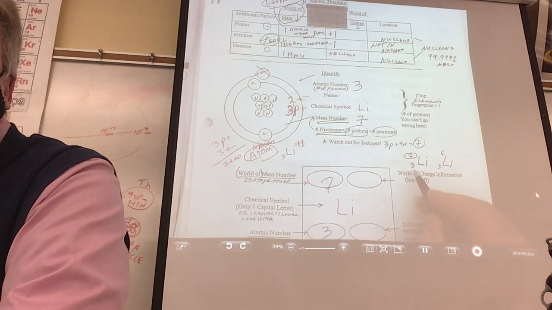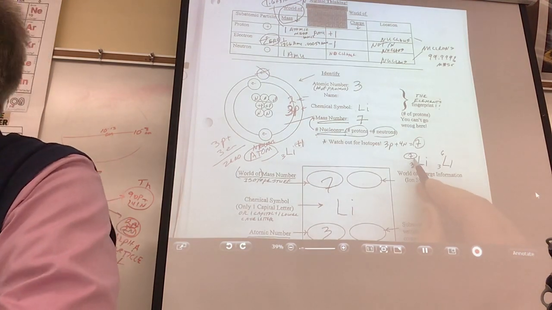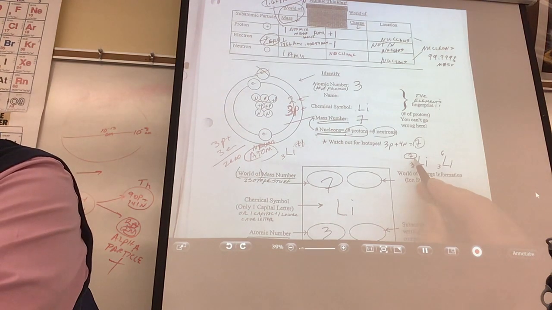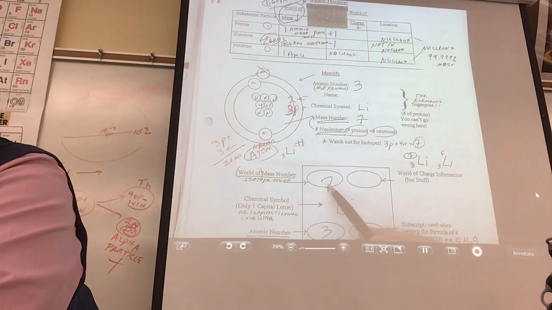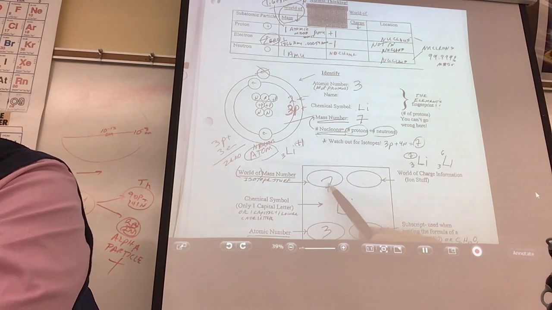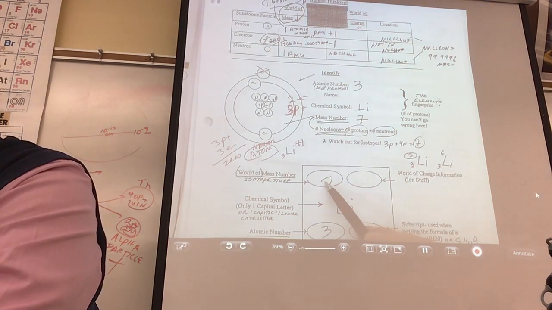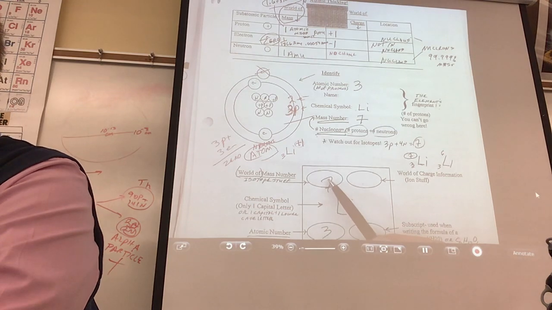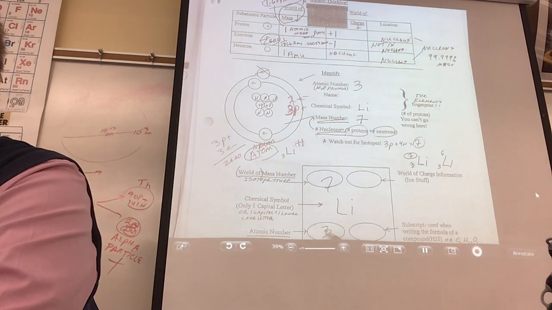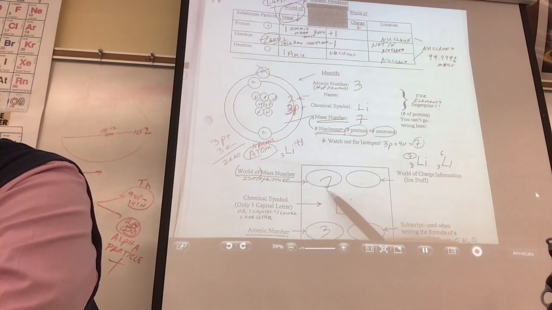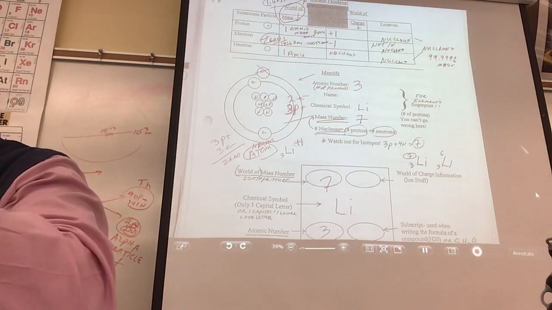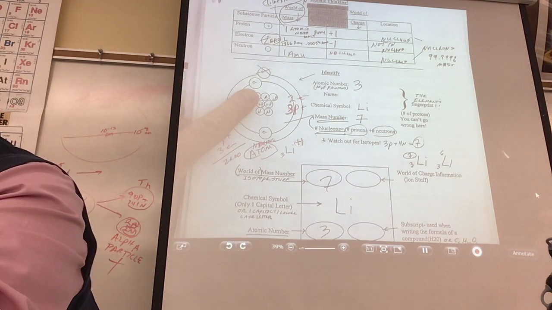That's the number of protons, right? And what's this number here in the upper left-hand corner used for? The mass number. That's the world of mass, isn't it? What if you took the mass number and subtracted the atomic number? What would you get? Protons and neutrons minus protons. It would give you neutrons, wouldn't it? So how many neutrons does this isotope have? 4. Pretty nice, huh?